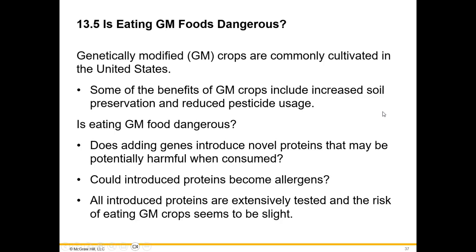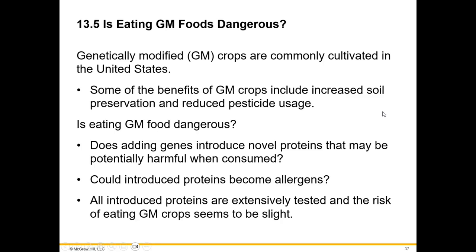So if you're inserting genes that make the pest die when they eat your crop, then obviously you don't have to put as much pesticide chemicals on the ground. They're in the plants themselves, and they're supposedly, hopefully, only affecting the lifespan of those insects. But questions do come up about GM foods, and that makes sense.